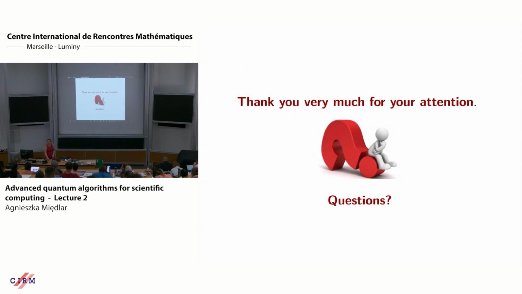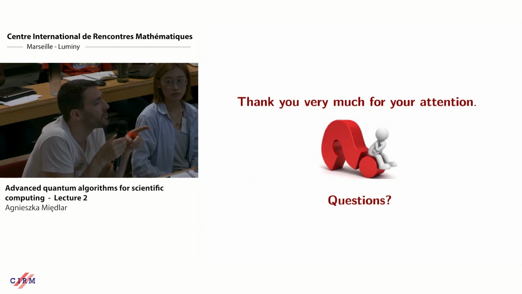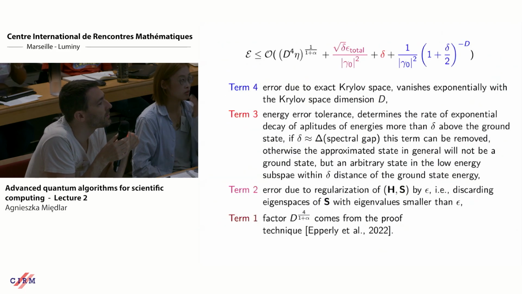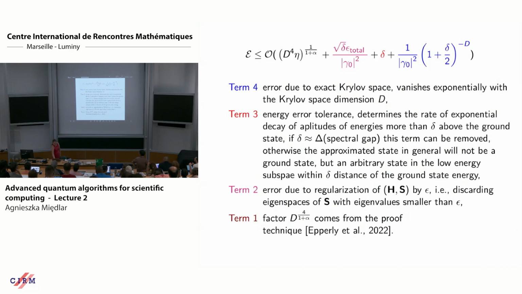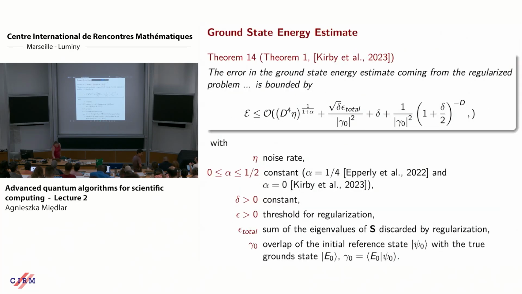Okay, so questions? I think I lost everyone. I didn't remember the gamma 0 parameter that you have at the very end. Is it the overlap? So the gamma 0 parameter, yes. The question is, what is gamma 0? Gamma 0 is the overlap between the initial state, so what you start with, and your ground state.